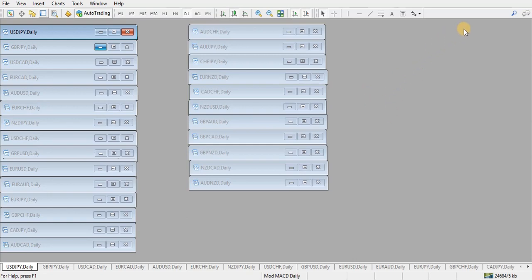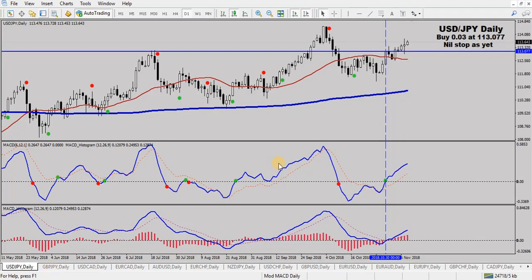USD Japanese yen in a buy. You can read about it. There's the buy, intersection of the blue lines. Fast MACD's above the zero level. Standard MACD's heading up. You've got a green dot here. We're above the 25 SMA. Looking good. Pound yen in a buy trade. Here, going up.